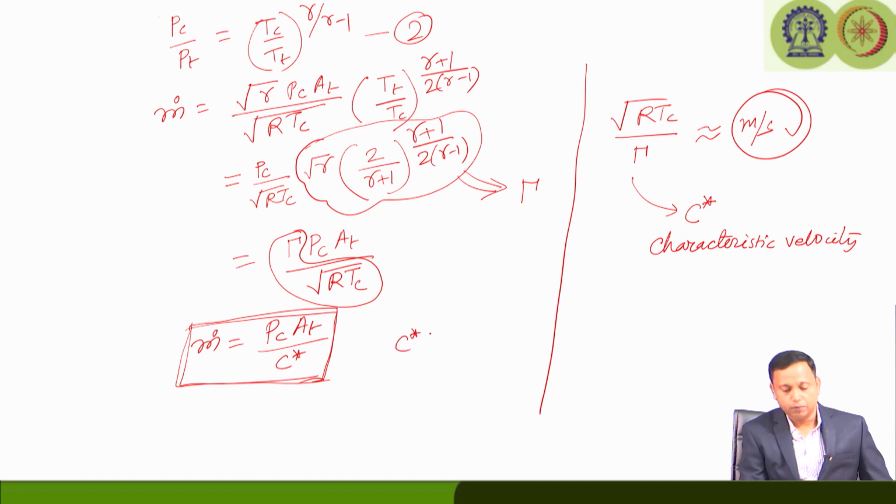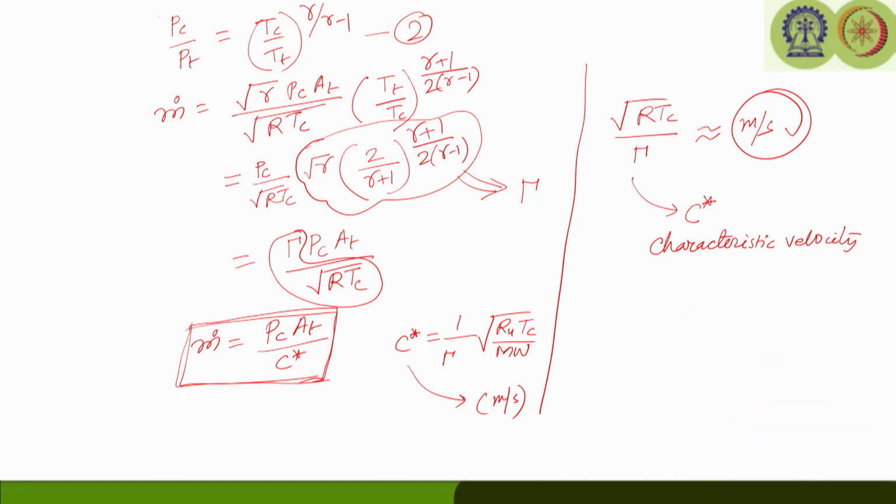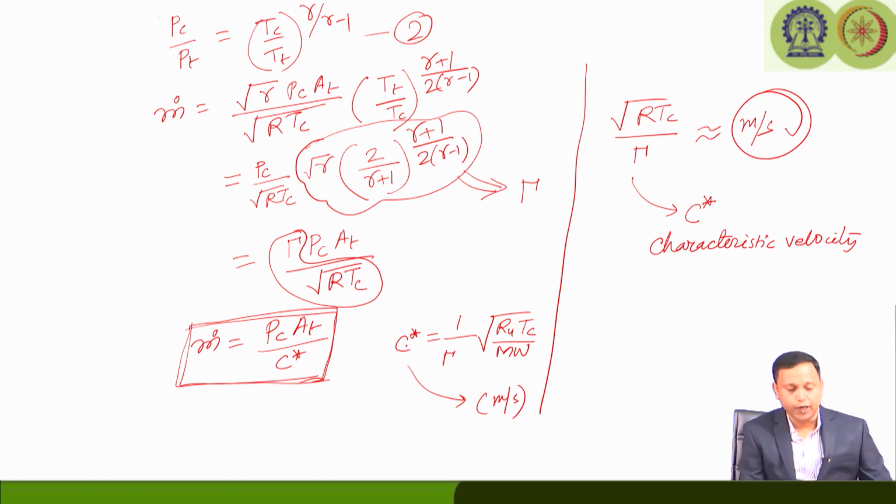So, C star will become 1 by capital gamma. We can write R as universal gas constant R u T c by molecular weight. Okay. And of course, this is a velocity. So, the unit is meter per second. So, one can actually see how the C star is getting affected by the chamber temperature, and one can easily see the high temperature means C star's value is going to be very high, and of course, the C star is going to indicate the potential of the propellant to generate hot gas.